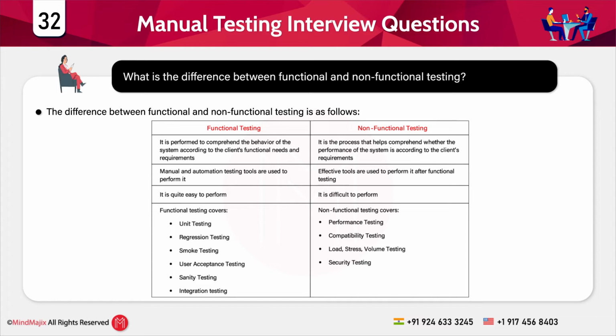Okay, so now if you talk about the testing types that are covered in functional testing, as you can see here, these are the various testing techniques that are covered in functional testing: unit testing, regression testing, smoke testing, user acceptance testing, sanity testing, and integration testing. And if you talk about the testing techniques covered in non-functional testing, here you have performance testing, compatibility testing, load, stress, volume testing, and security testing. Okay, so I hope this clears the difference between functional and non-functional testing. Okay, so let's move ahead.